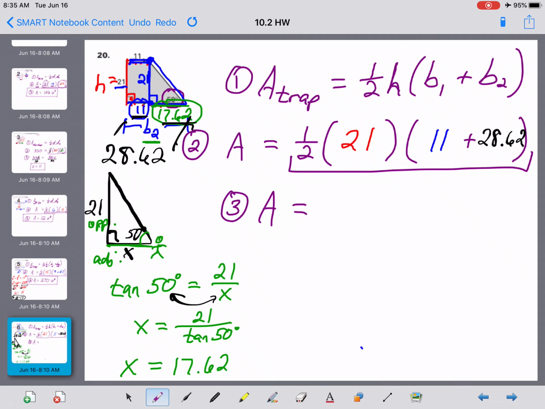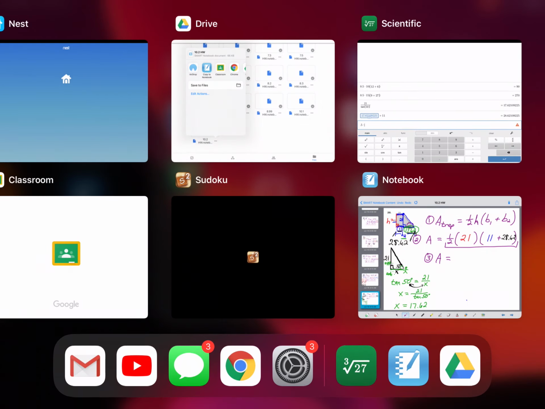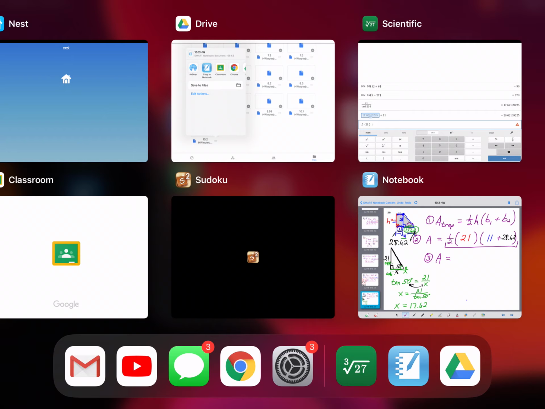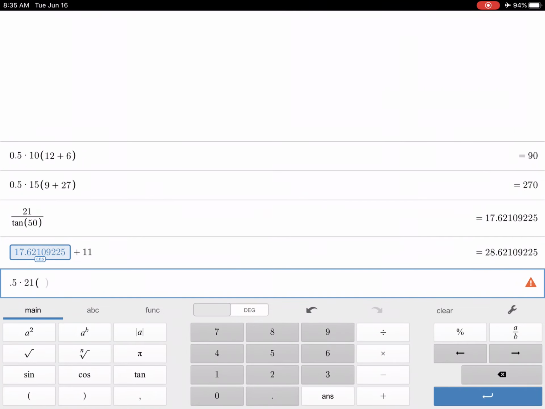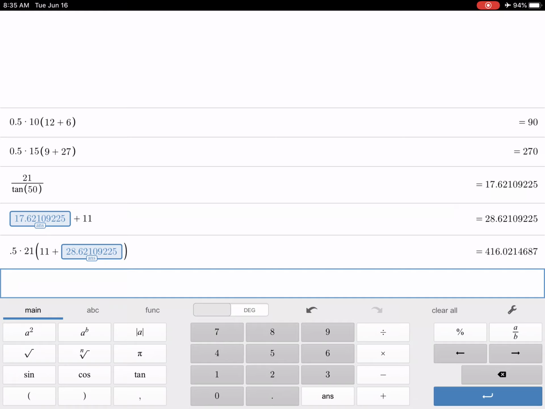Area equals, and again, I'll do this with you guys. All right, so we've got a 0.5 out in front. That is getting multiplied by our height here, which was 21. And then in parentheses, we're doing the sum of our two bases, which is 11 plus that number we just came up with. So I'm going to do 11 plus, and I'll just hit my answer button right here. And that gets us our answer here, guys, as accurate as we possibly could.